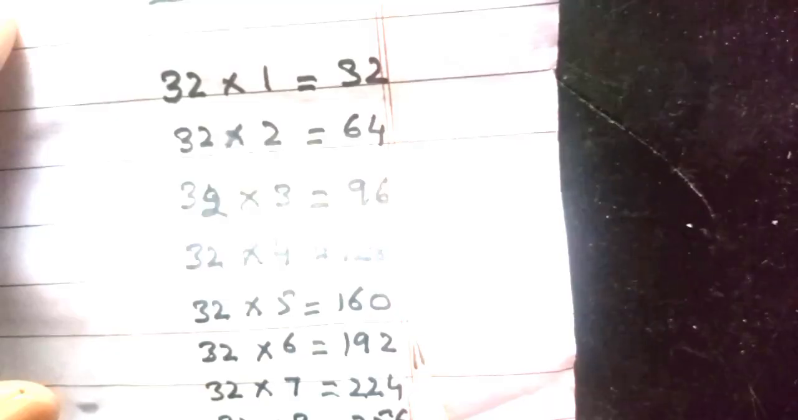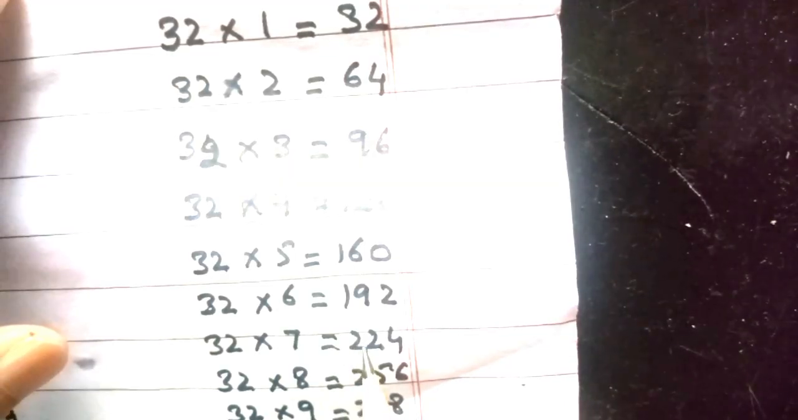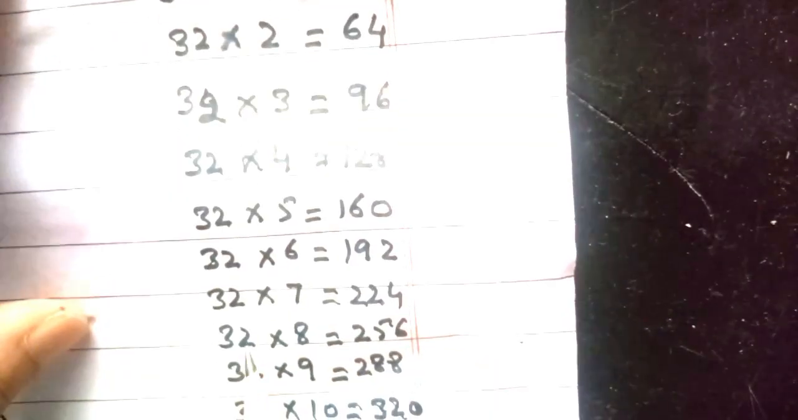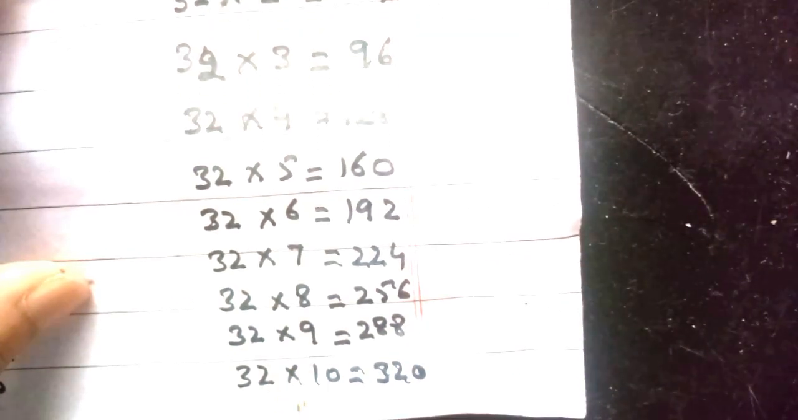32 sixes are 192. 32 sevens are 224. 32 eights are 256. 32 nines are 288. 32 tens are 320.